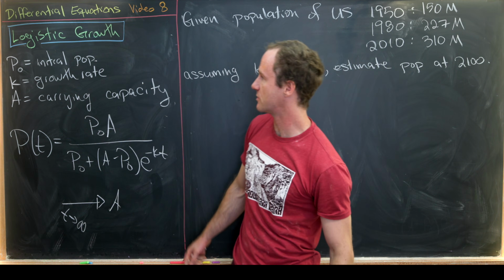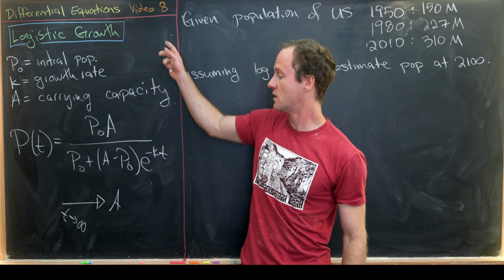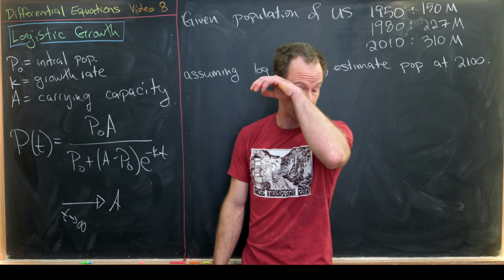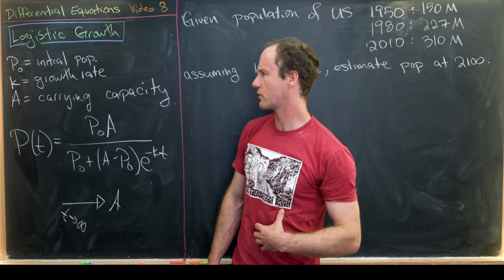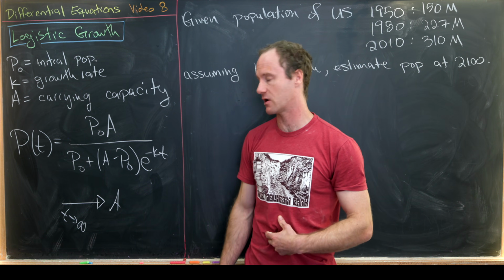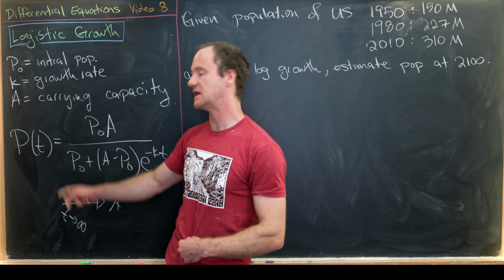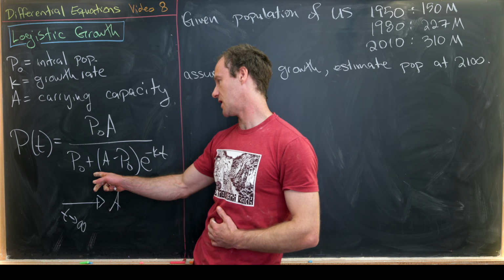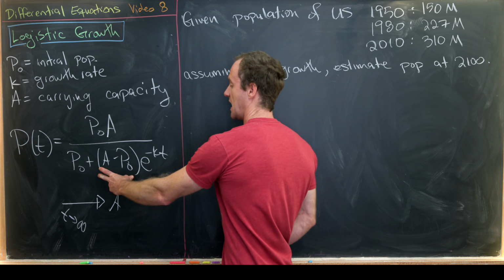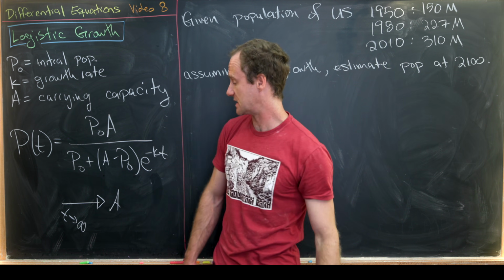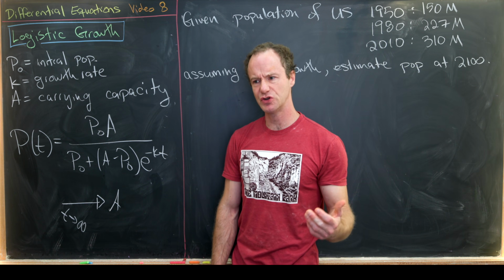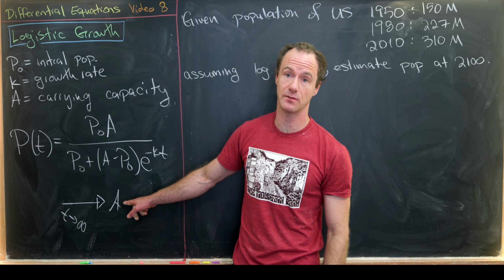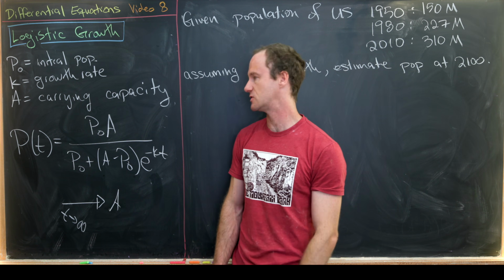Okay, so we just determined that logistic growth follows the following equation. So we've got an initial population of P naught, some sort of growth rate of k, and A is the carrying capacity. Then P of t, in other words, the population at time t, is P naught times A over P naught plus A minus P naught e to the minus kt. Now let's just do a quick check, and if t approaches infinity, this does approach A, which is the carrying capacity, so that makes sense.